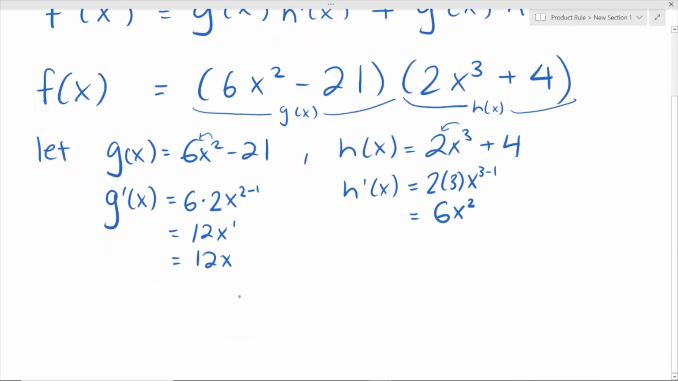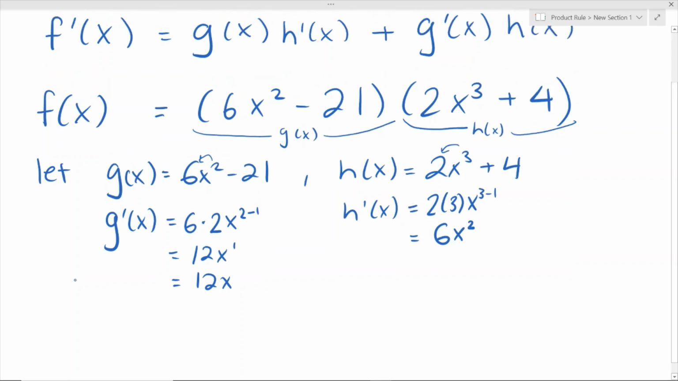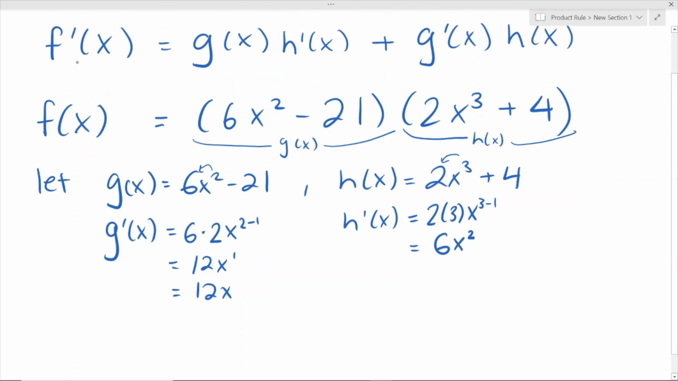Now carrying on from here, we have to find our derivative, f prime of x. Remember, f prime of x is equal to g of x times h prime of x plus g prime of x times h of x. So let's just substitute what we have. g of x, as written here, is 6x squared minus 21, so we substitute it in right here. And then h prime of x is 6x squared, as found here, so we substitute that in here as well.